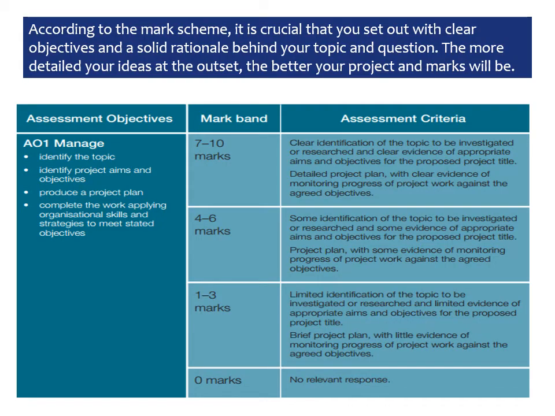Now, what we need to do is we need to refine our topic areas and our questions, and that's how we can actually get marks for the EPQ. So the EPQ is broken down into 4 different assessment objectives, and assessment objective 1, which is management of the project, is about you identifying your topic correctly, identifying project aims and objectives, and refining that question. So it's okay at this stage if you've got a topic that you might change your mind from. It might be okay if you've got a question that isn't quite appropriate at this stage.